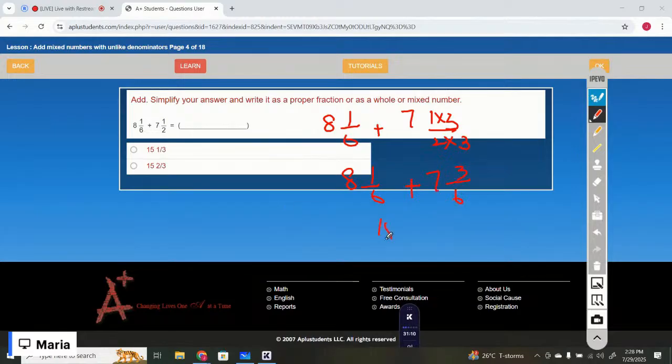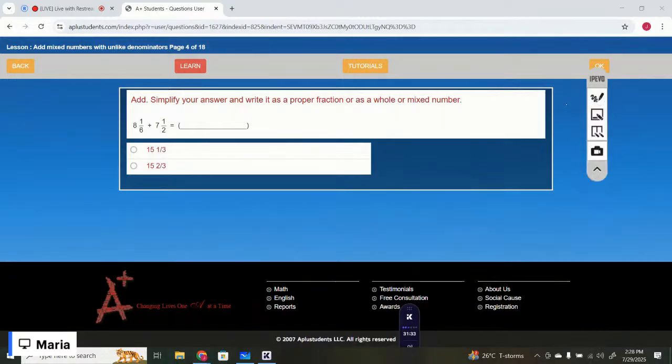8 plus 7 is 15. 15 whole 4 by 6. That is 15 whole 2 over 3. Option number 2 is the correct option, that is 15 whole 2 by 3.